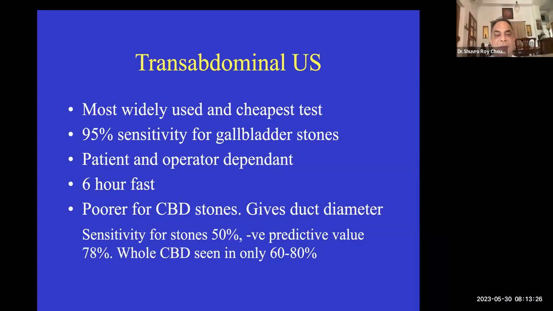like in CT, you are not going to miss a gallstone, even if it is tiny. But ultrasound, of course, is patient and operator dependent. It requires fasting. Now, this is for gallstone. Ultrasound is not so great for CBD stones. It can give you an upper duct diameter, but oftentimes the lower duct is not so well seen. So sensitivity for CBD stone is only about 50%. Negative predictive value is 78%. The whole CBD is only seen in 60 to 80%, like I said.